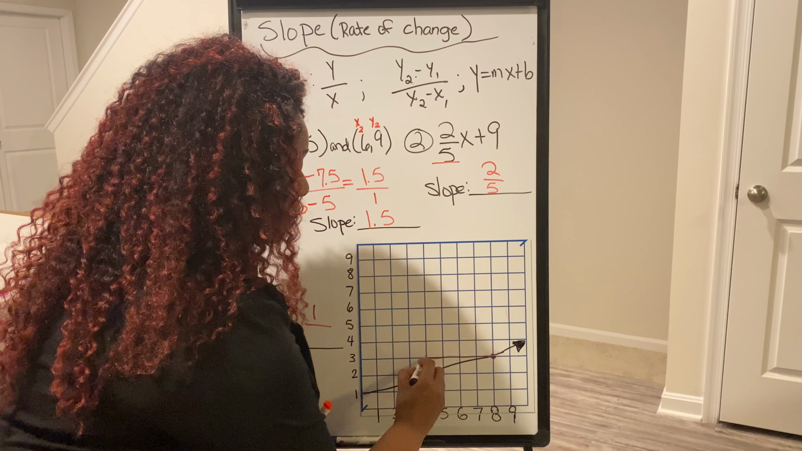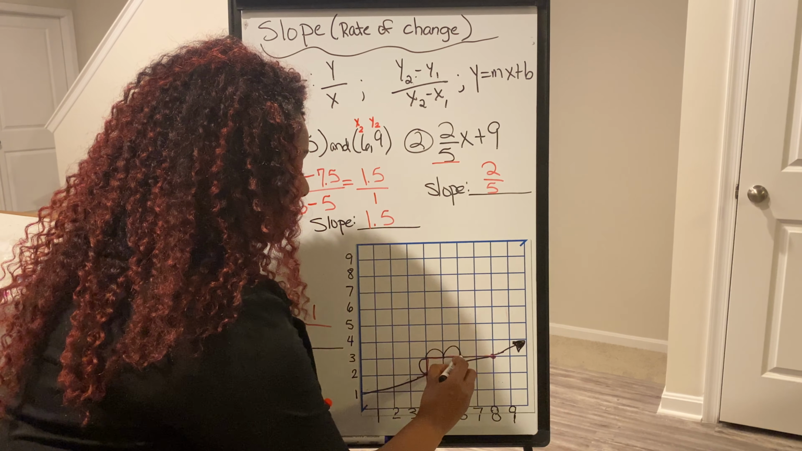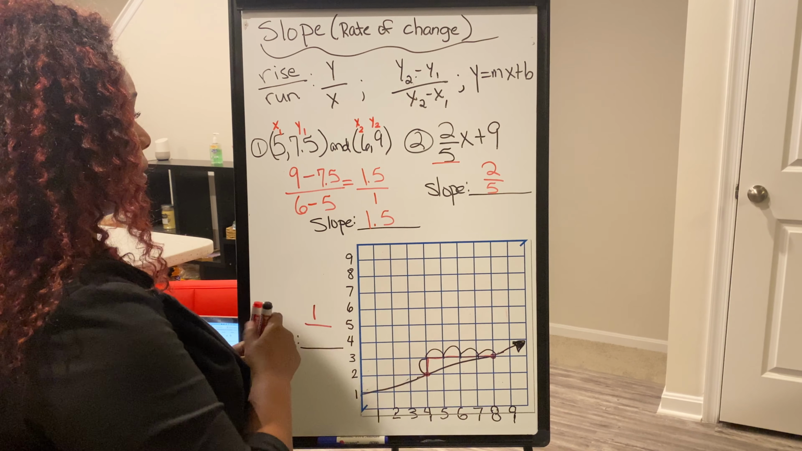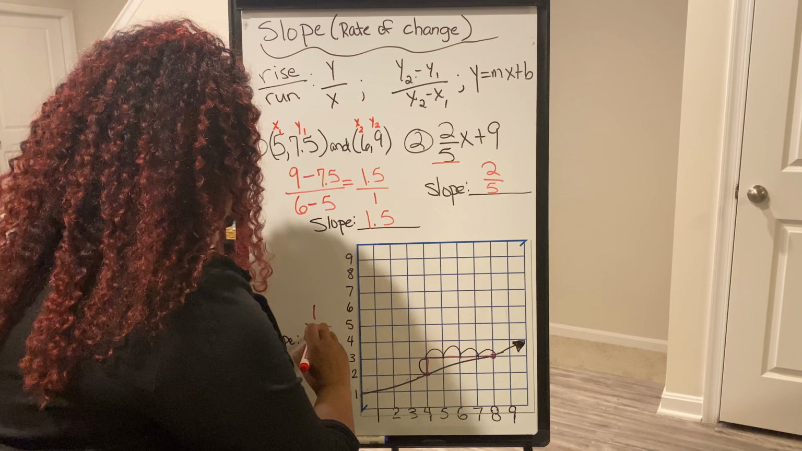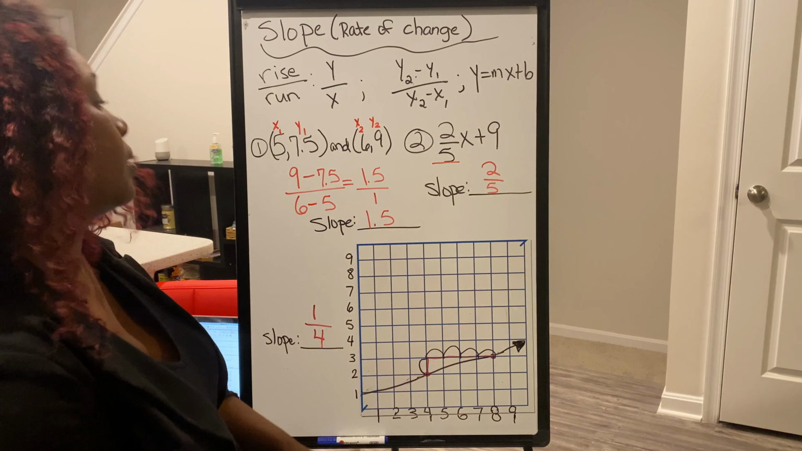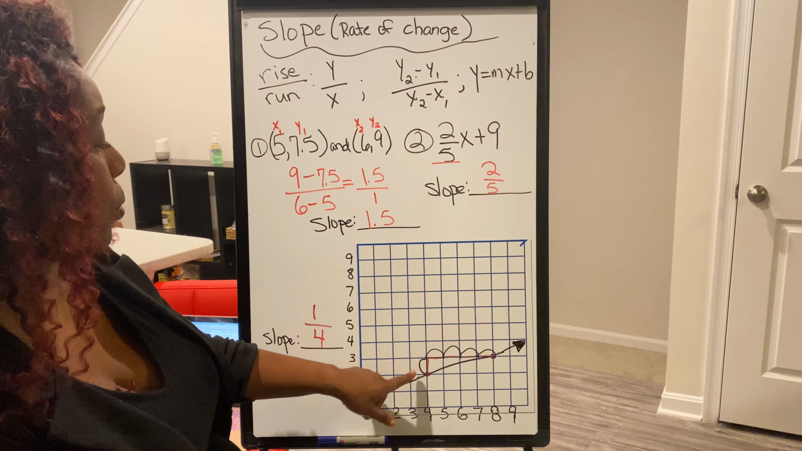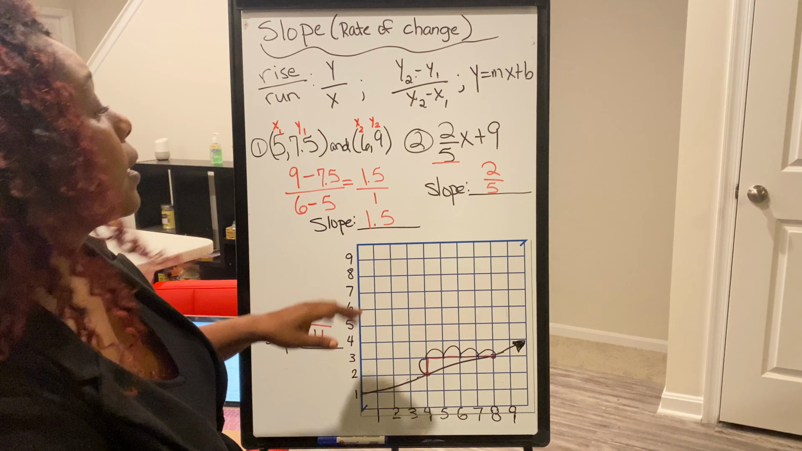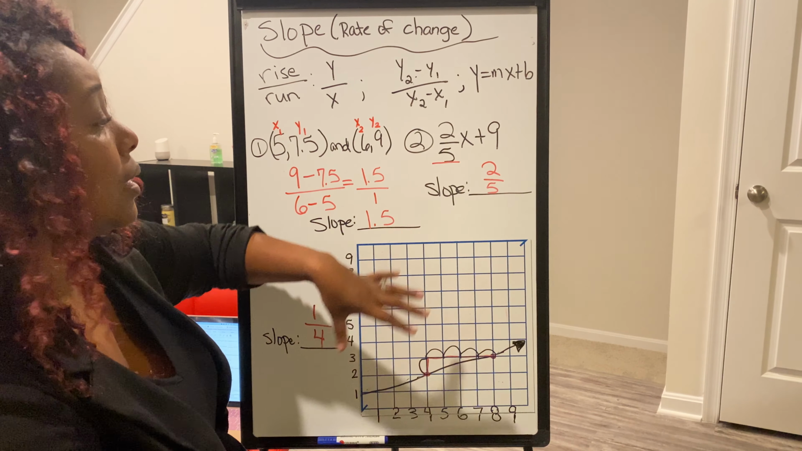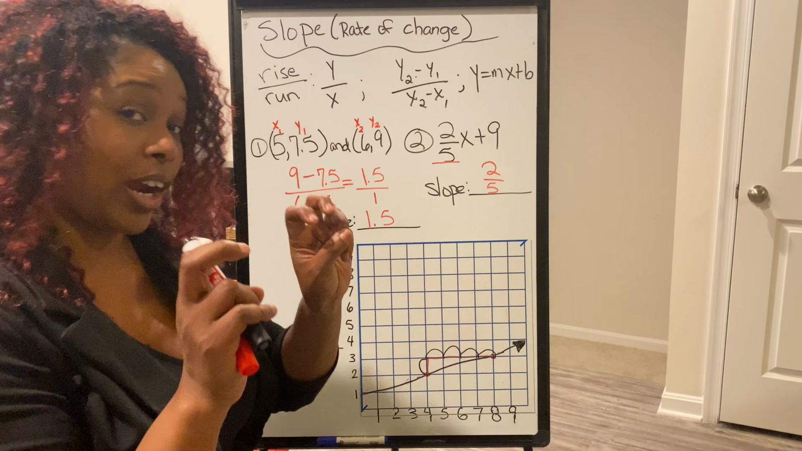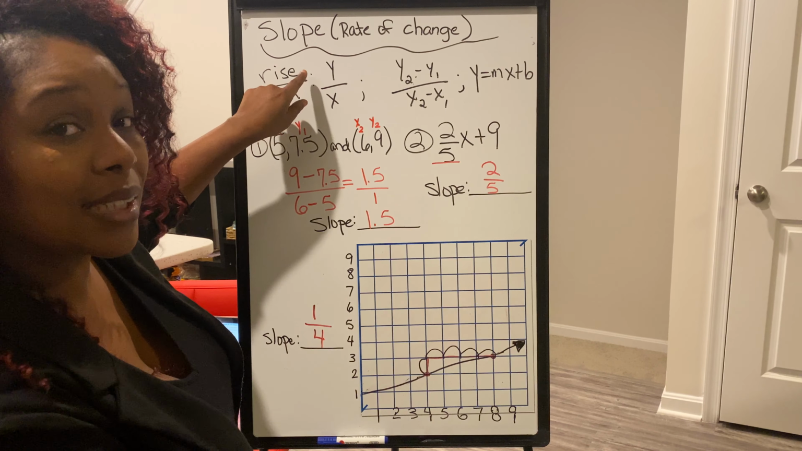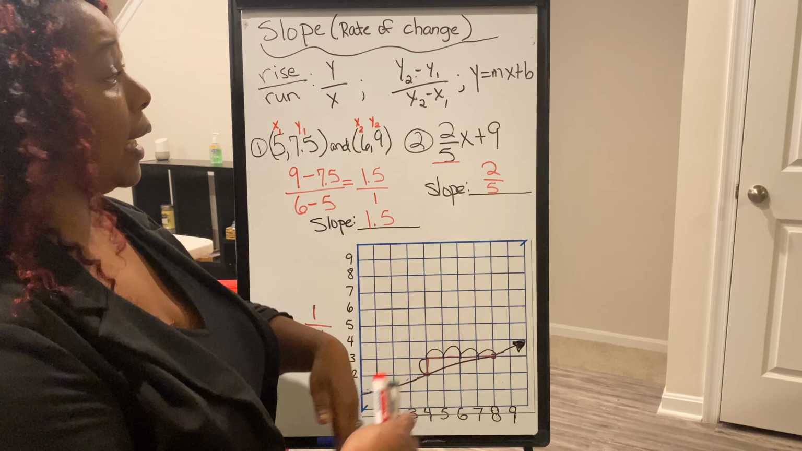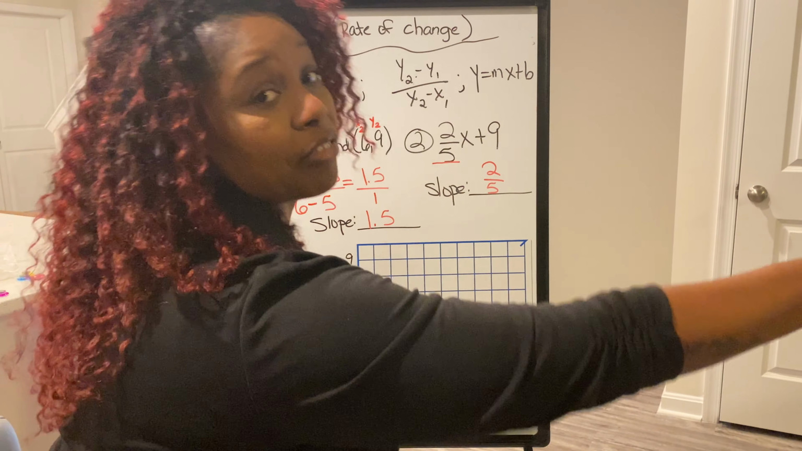How many spaces did I go to the right? 1, 2, 3, and 4. Which means my x value for my slope is a 4. So my slope for this line is 1 over 4. Don't look at these as a fraction. We're looking at them as rise over run. That means I rose 2 spaces, so I went up 2 spaces, and then I ran 5 to the right.